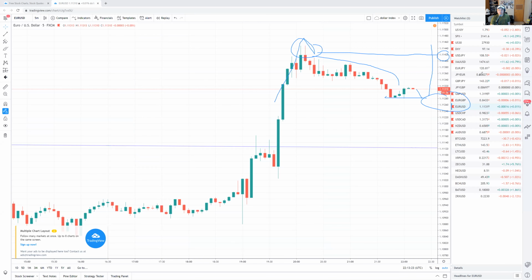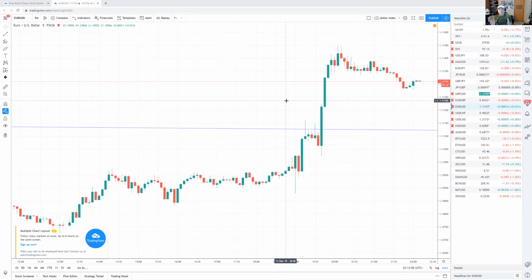at 1.11420. From there, I would look for a double top resistance to be created here and then send it back down. Don't mind this blue line. I believe it's a trend line, so I will explain that later on, hopefully this weekend. I know some people are asking about trend lines.